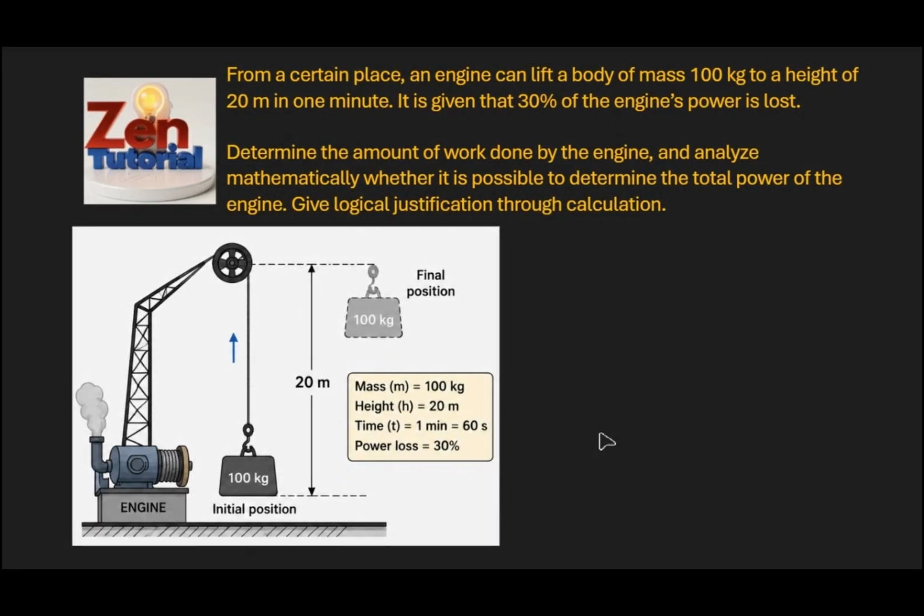The question is, from a certain place shown in an image, an engine can lift a body of mass 100 kg to a height of 20 meters in 1 minute. It is given that 30% of the engine power is lost.